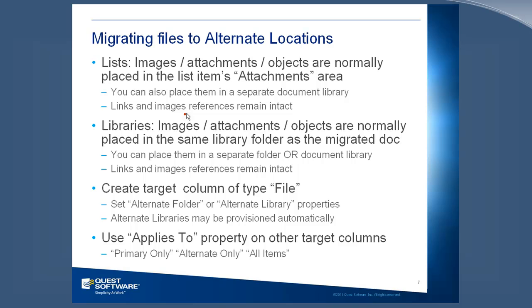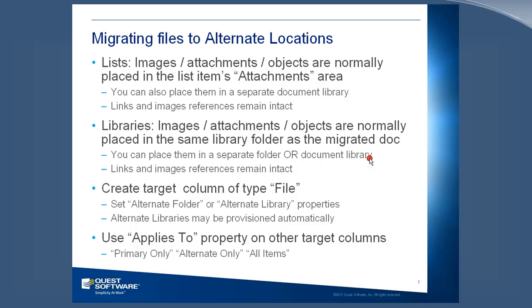Now, if we were migrating to libraries, which I'll show you a little bit later, if we were taking each notes document and putting it in a library in some form, we have some choices here. Images, attachments, and objects would often be placed by default inside the same folder as the main document in that document library that you're migrating the main documents to. But again, you have a choice. You can choose to put them in a separate folder or even a separate document library.